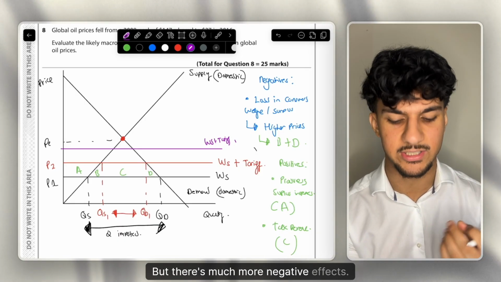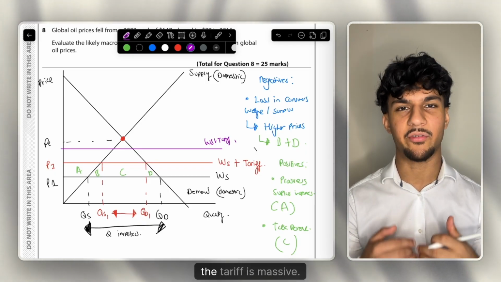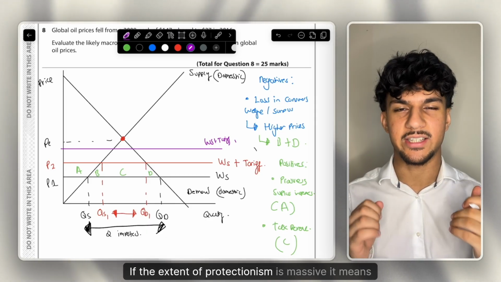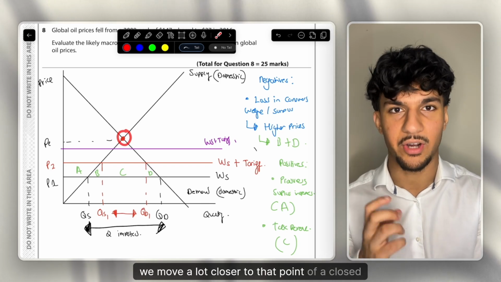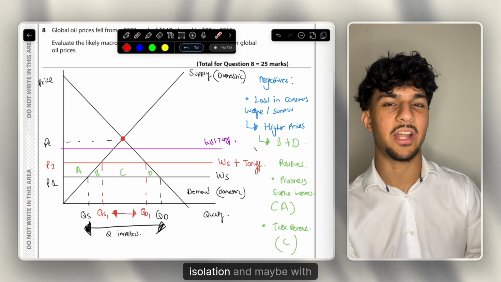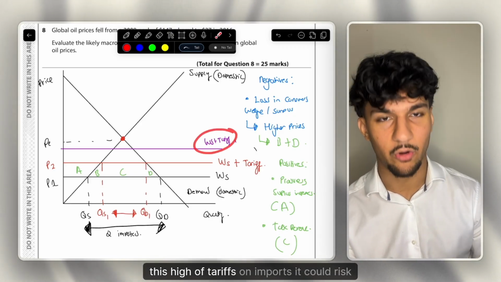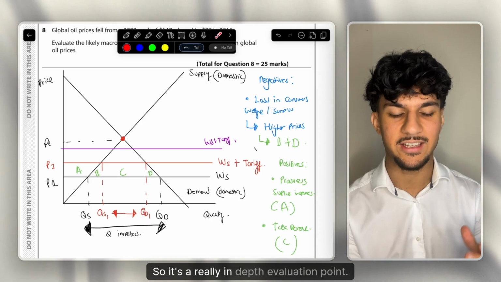But there's much more negative effects. So basically, the evaluation point is stating it depends where the government also sets the tariff. As the tariff is massive, if the extent of protectionism is massive, it means we move a lot closer to that point of a closed economy, which has massive risks. It risks inefficiency, isolation, and maybe with this high of tariffs on imports, it could risk retaliation by other countries. So it's a really in-depth evaluation point.